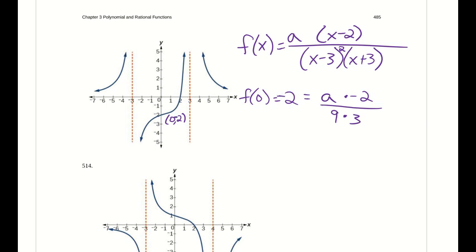So we're setting up and solving this equation based on what our y-intercept is. We can multiply both sides by 27, divide both sides by -2. So a is equal to 27. So the equation that goes with this graph is 27 times x -2 divided by x -3 squared times x +3.